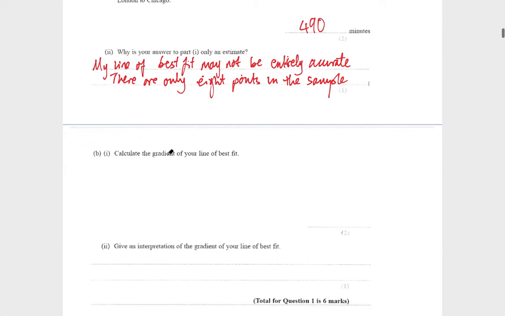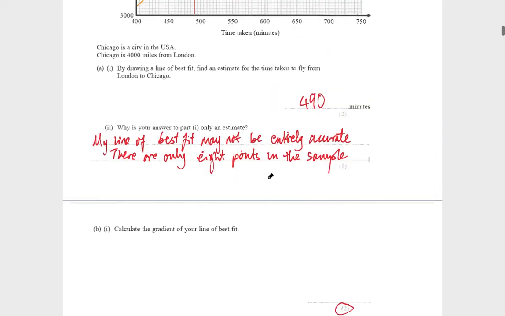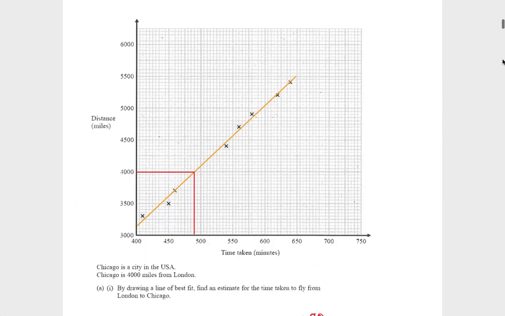Part 3, calculate the gradient of your line of best fit. Again, it's important to mark on the diagram. This is worth 2 marks, so in order to get both marks you need to show some working. Generally what I would do is just to choose something easy from the scale. So I'm going to say within the time of 100 minutes, so between 500 and 600, I'm going to take those readings and I'm going to do change in y over change in x.